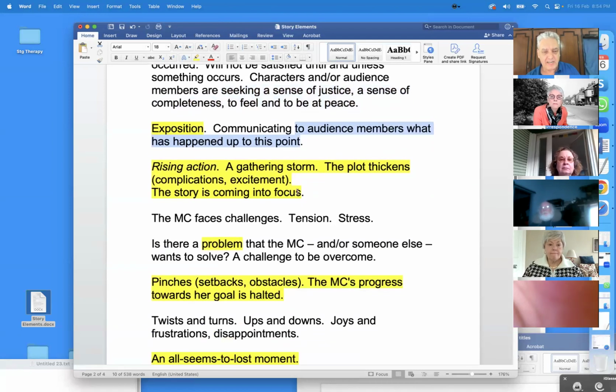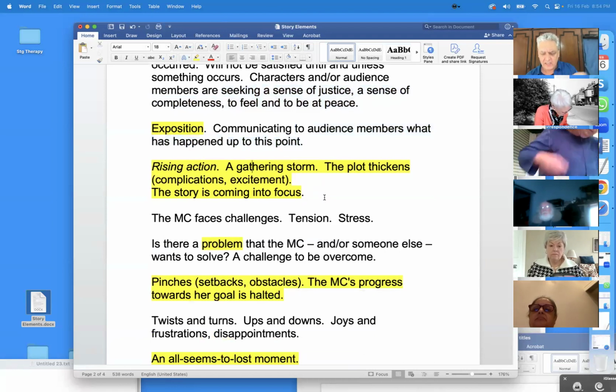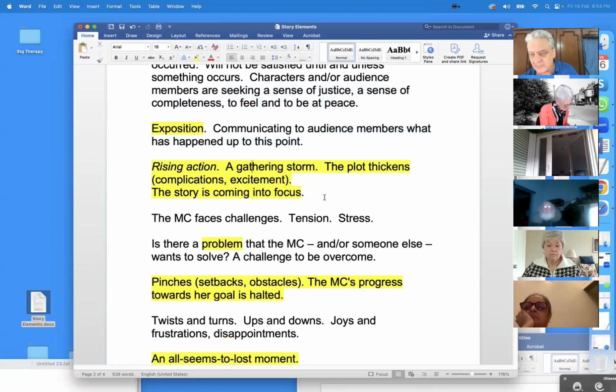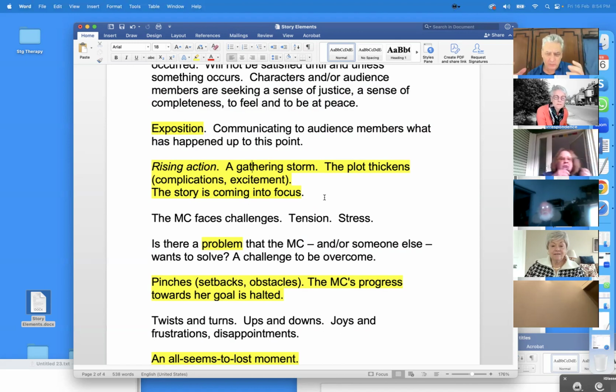Then there's talk about rising action, and I like the metaphor. It's a gathering storm. Because of the inciting incident, things are developing, and a storm is gathering. Maybe a conflict is building. The plot thickens. I love that expression. I think it's based on food, isn't it? When you're cooking, sometimes the sauce thickens. But it's because of complications and implications and excitement, and what the story is really all about is coming into focus.